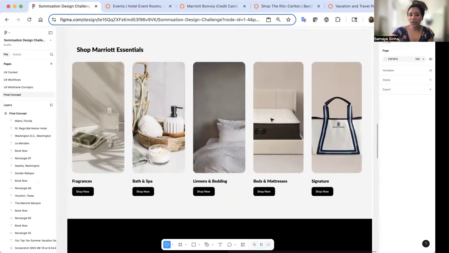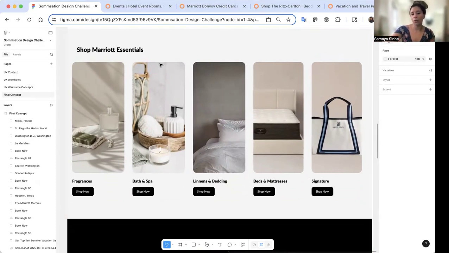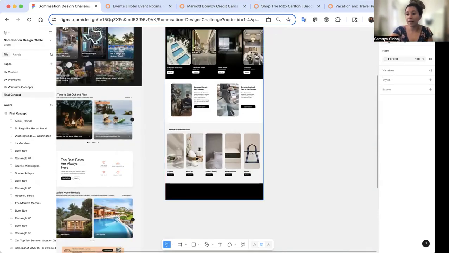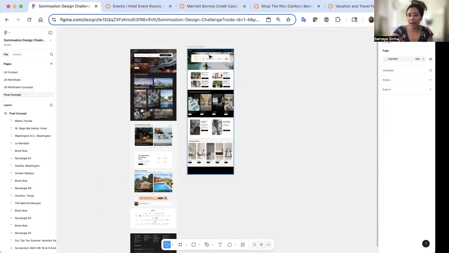And then I finally wanted to surface shopping Marriott essentials. Part of the Marriott experience is the fragrances, the bedding, the linens, the spa experience of staying at these hotels and having that elevated luxury presence delivered to your home. So really highlighting the fragrance, the spa, and how you can bring some of those luxury experiences into your own home is, I think, also a good way to expose a lot of their shop brands and their e-commerce side of things. So that is the Marriott homepage, really targeting the first-time user experience.